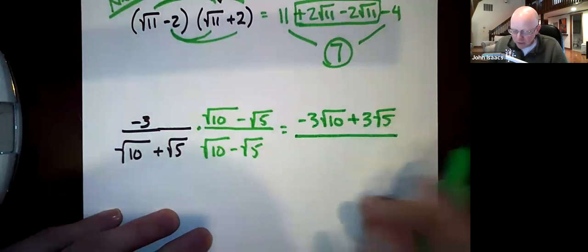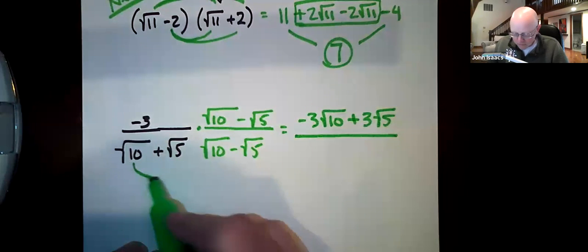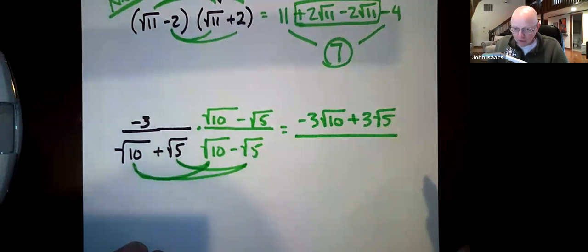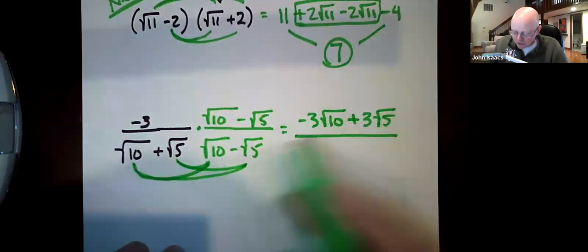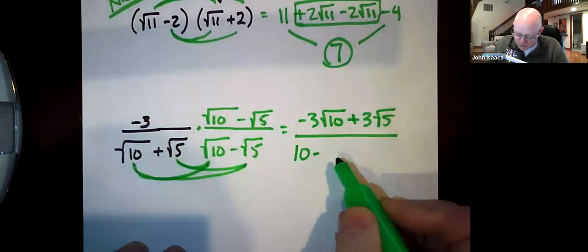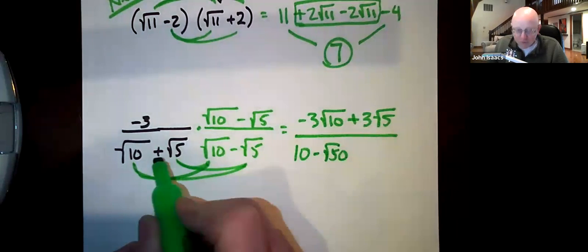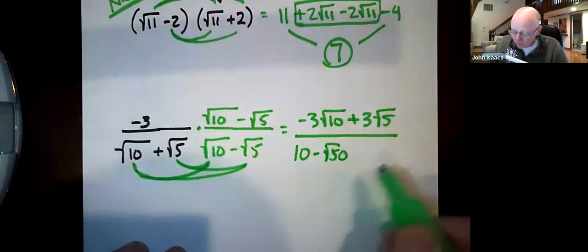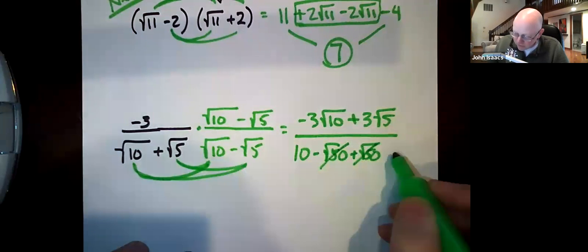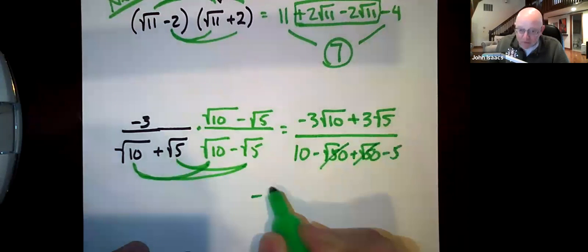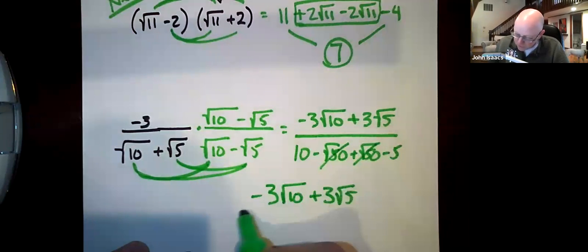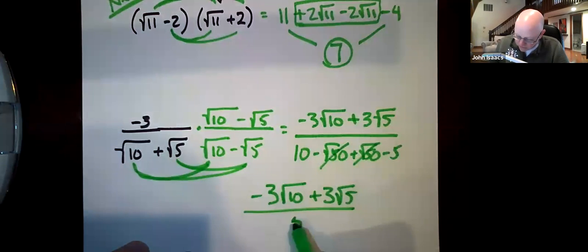The bottom, we're going to be multiplying the firsts, the middles, and the outers, right? But realize the outers and inners are going to go away. Root 10 times root 10 is 10. Root 10 times negative root 5 is going to be minus, we don't really have to do this, but minus root 50. The reason we don't have to do it is because when we multiply positive root 5 times positive root 10, we're going to get plus root 50. So these go away. And then finally, root 5 times negative root 5, we have minus 5. So the end result of this is going to be negative 3 root 10 plus 3 root 5 over 10 minus 5. And we're done.